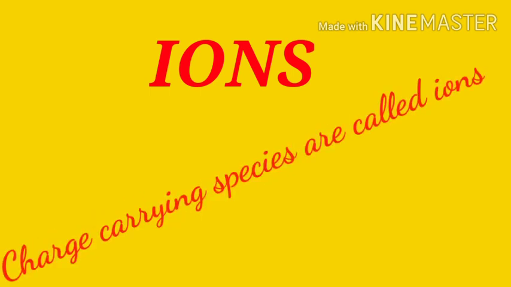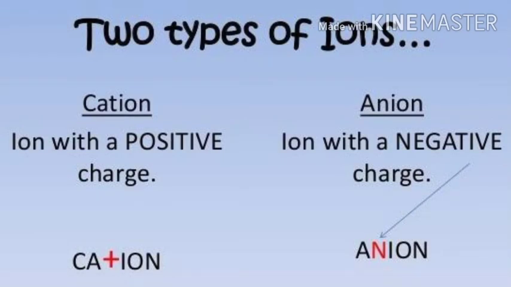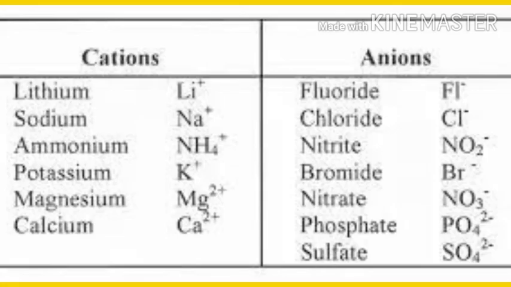The next important topic is ions. Any charge carrying species are called ions. There are two types of ions. They are cation and anion. Cations are generally positively charged species, whereas anions are negatively charged species. Here are some symbols of cations and anions.